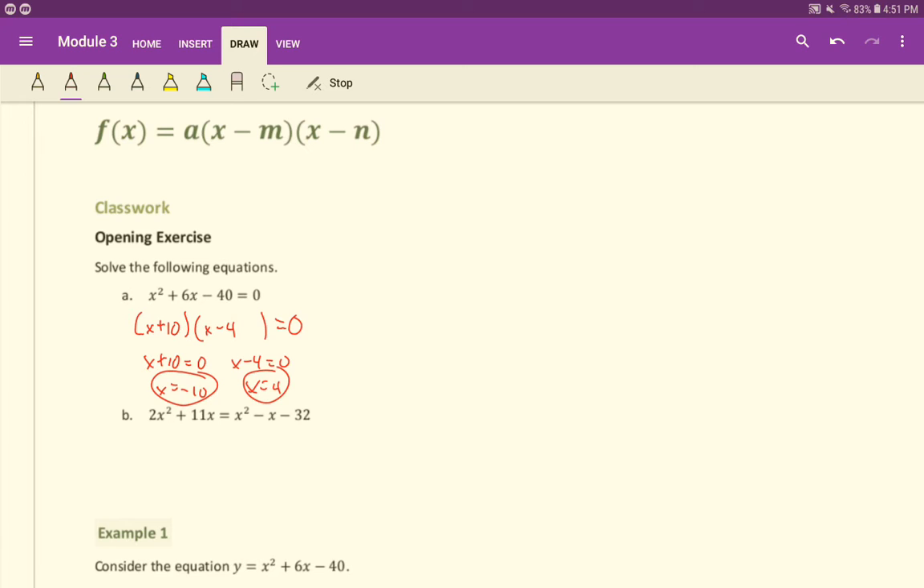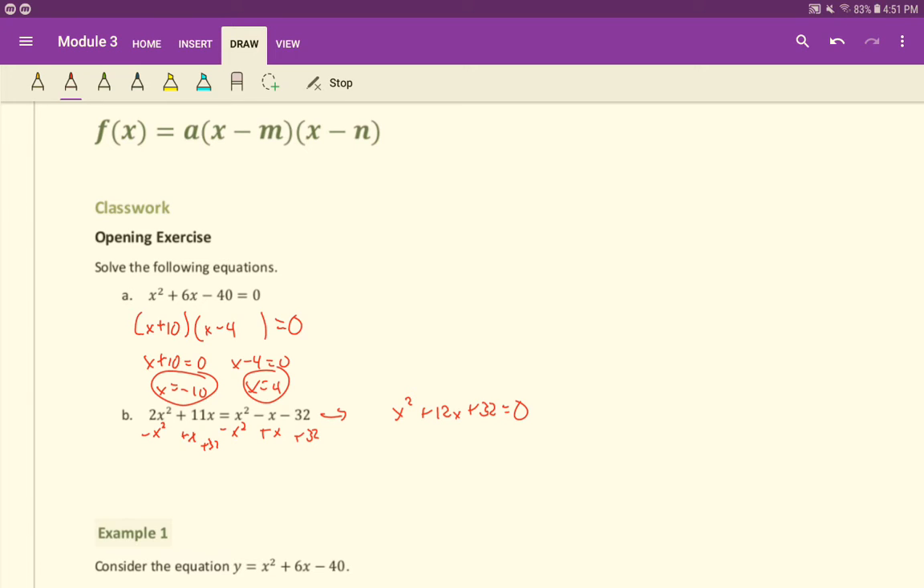Okay, so let's look at this next one. Okay, now this one is not equal to 0, so we'll need to do that. I'm going to go ahead and subtract x squared, add x over here as well, and add that 32 over here too. So we end up with x squared plus 12x plus 32, and it's equal now to 0.